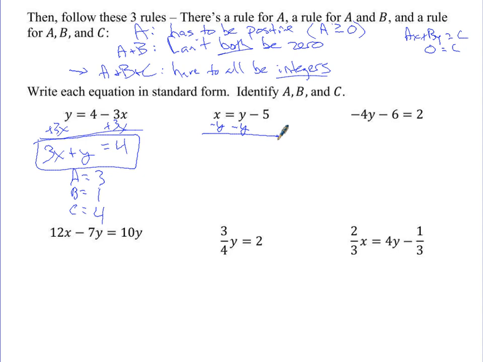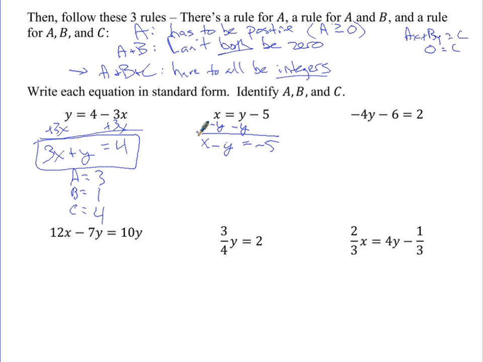What do I get? Write them in the right order. X minus y equals negative 5. Okay, so are all of the terms in the correct position now? Yes. All right, so try to follow the rules. The first rule is what? Is A positive? Yes. We don't see a negative sign on the x term, so A is positive. The second rule.